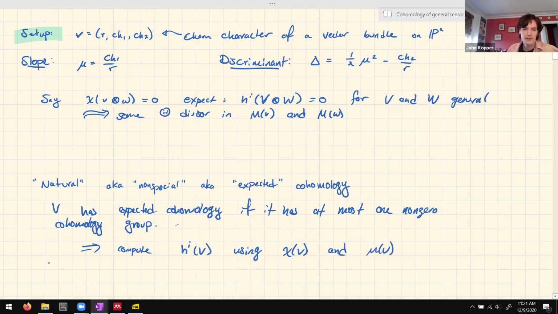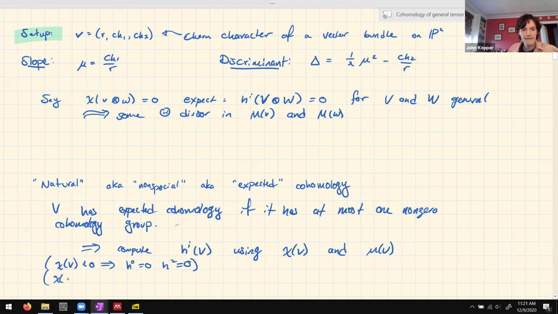How does it work? If the Euler characteristic of V is less than 0, then I can't have H naught or H2. I must have H1, right? If the Euler characteristic is negative, I have to have at least some H1, and if that's my only non-zero cohomology group, then the other ones vanish.